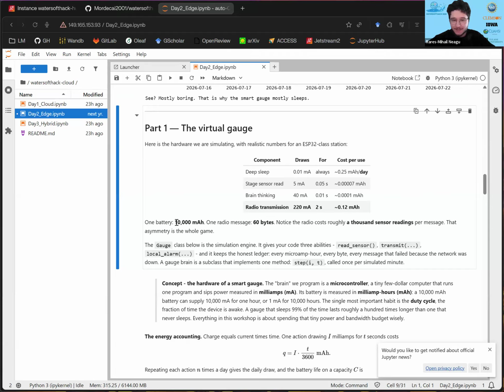But we'll see that, despite that, depending on the microcontroller and the edge device settings, it can drain extremely fast, right? One radio message tends to be around 60 bytes, but the radio costs roughly 1,000 sensor readings per message. So it's not feasible to send a radio message very often. This is why we have a very big difference: we read every 50 milliseconds, but we send every 2 seconds.